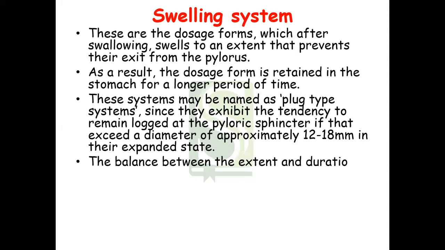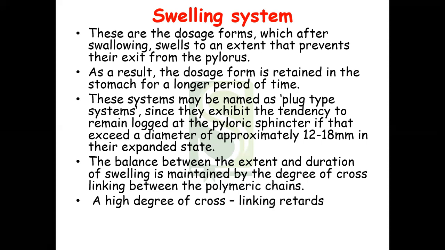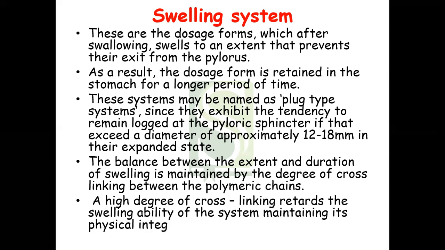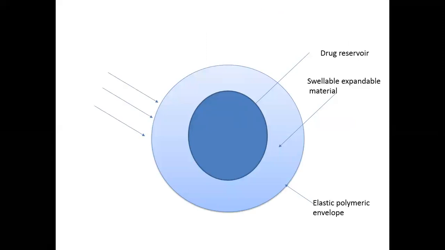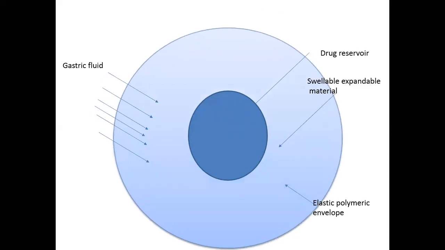The balance between the extent and the duration of swelling is maintained by the degree of cross-linking between the polymeric chains. A high degree of cross-linking retards the swelling ability of the system, maintaining its physical integrity for a prolonged period of time. Suppose this is the swellable system. When it comes in contact with gastric fluid, it will swell, and after that the drug will be released into the surrounding.